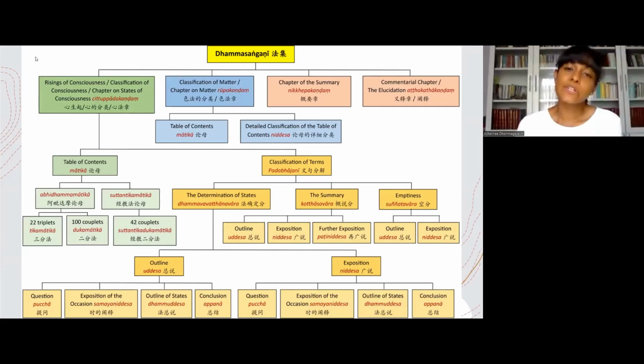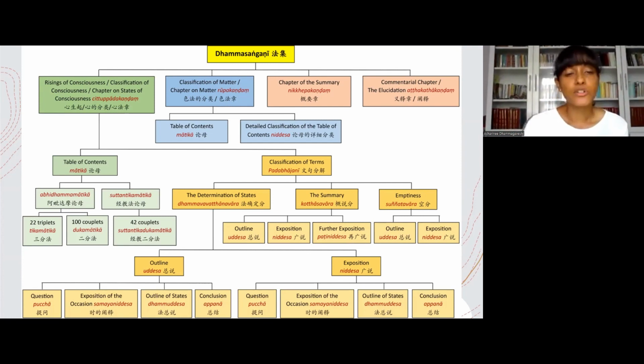So first, we will refresh our memories about the structure of the Dhammasaṅgaṇī. The Dhammasaṅgaṇī is divided into 4 sections: Chittupada kandaṃ, risings of consciousness; the Rupa kandaṃ, classification of matter; Nikkhepa kandaṃ, chapter of the summary; and the Aṭṭhakatha kandaṃ, commentarial chapter.